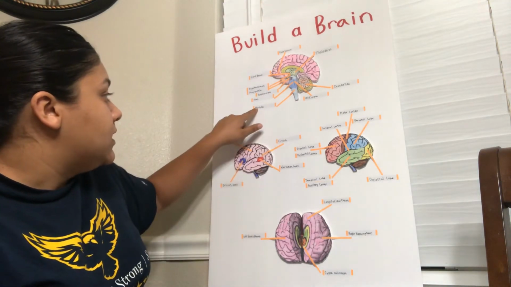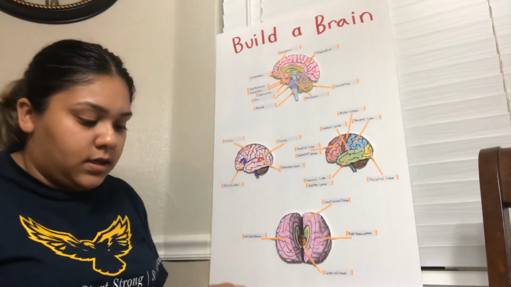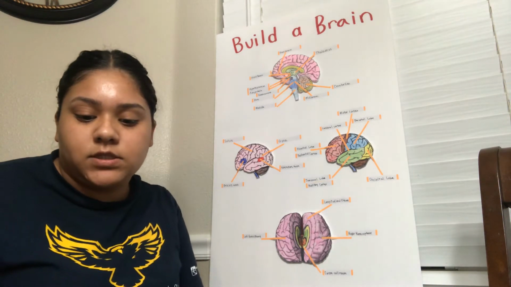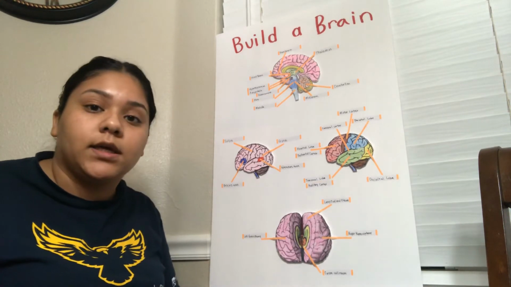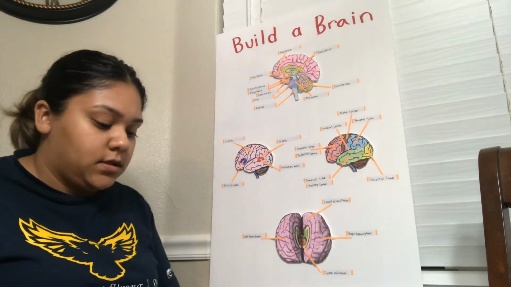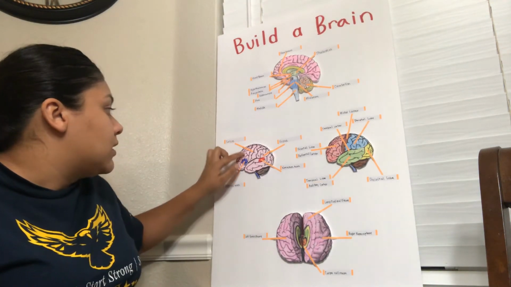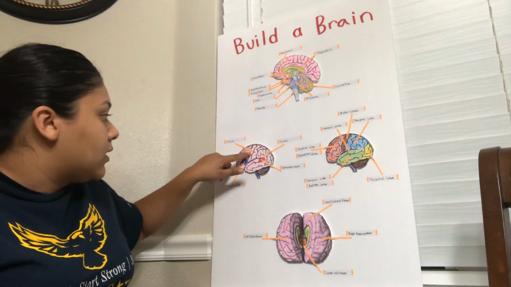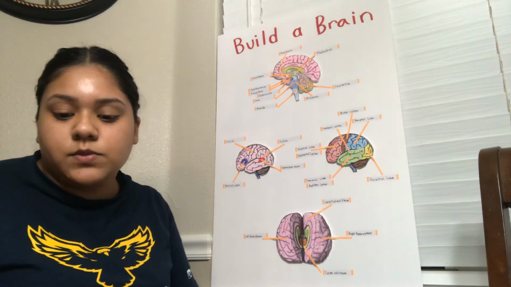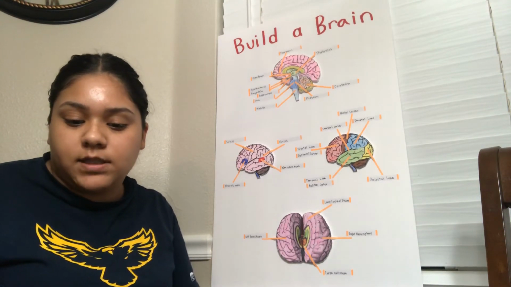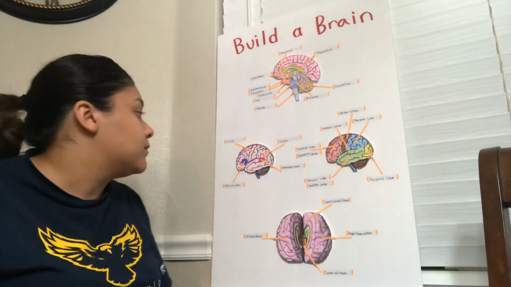Next one is the medulla. Yeah, the medulla is this part right here. The medulla's function is automatic controls, like the beating of the heart and breathing lungs. The next one is the sulcus, and the sulcus is this part right here. The sulcus function is to create ridges and grooves which serve to separate brain regions and increase cognitive abilities.